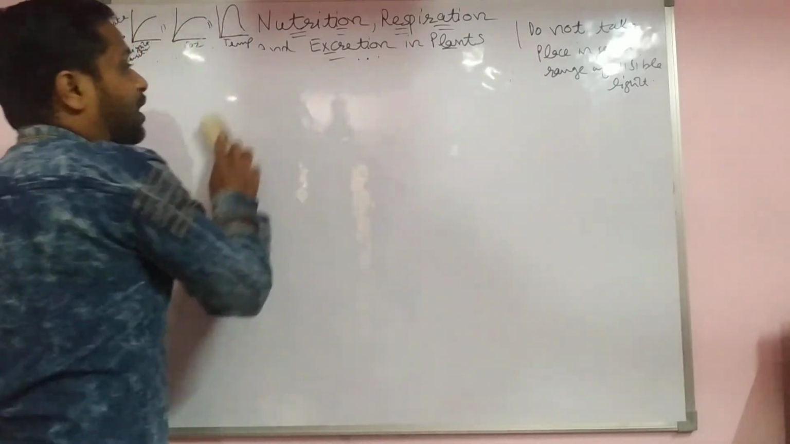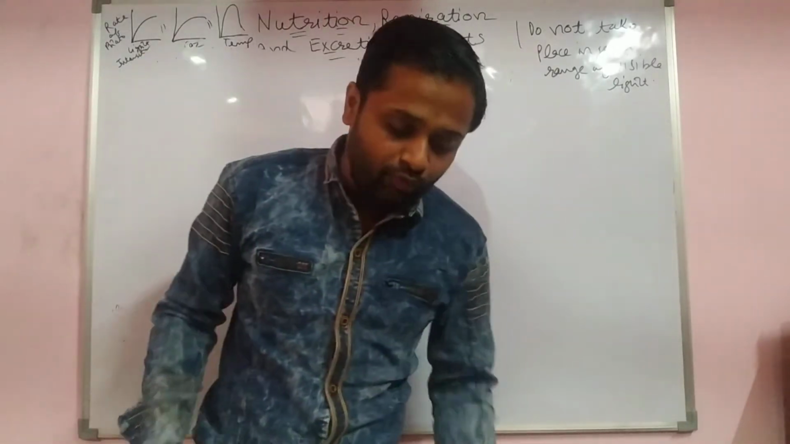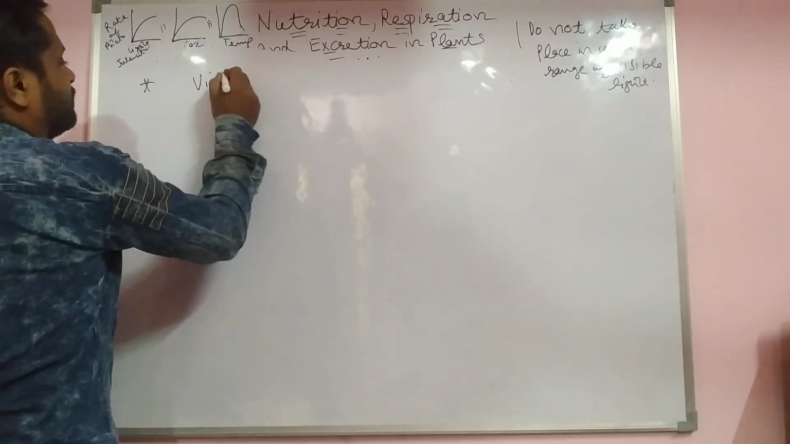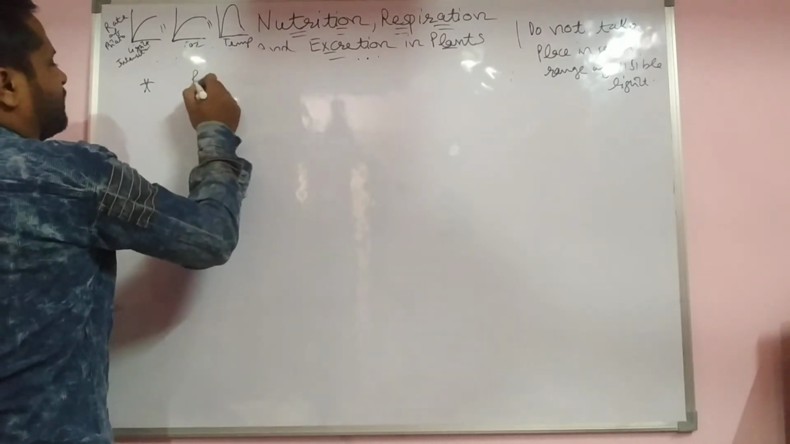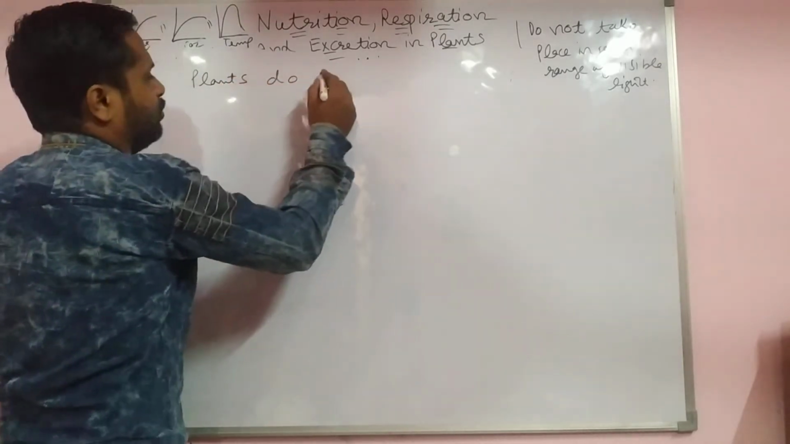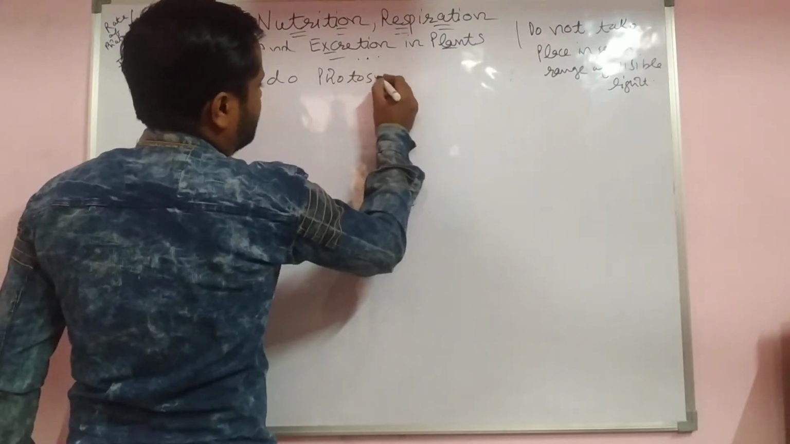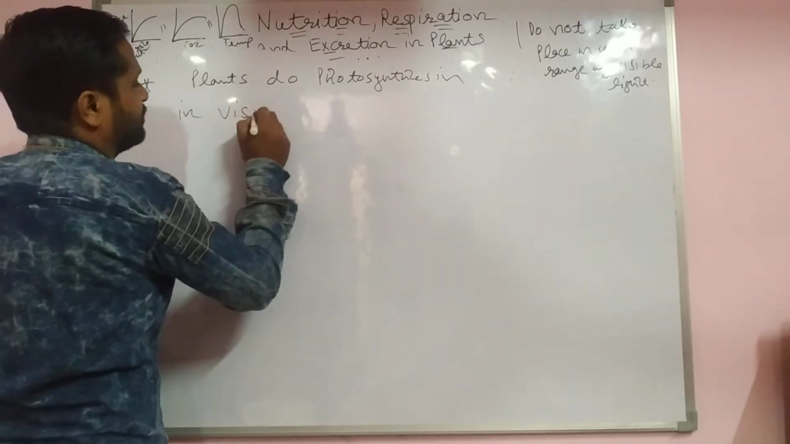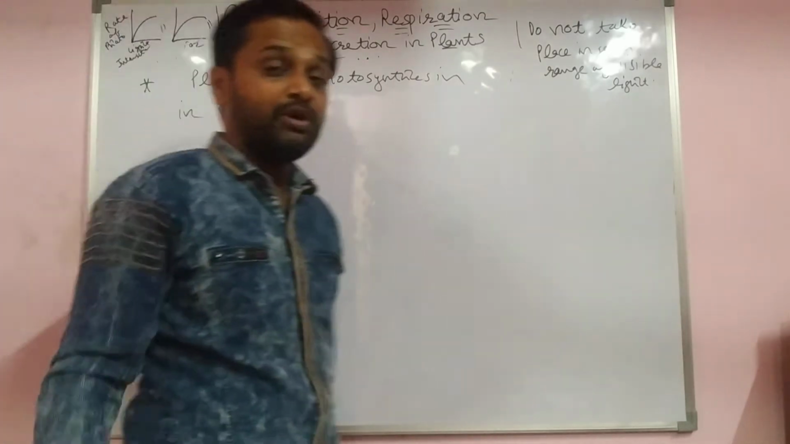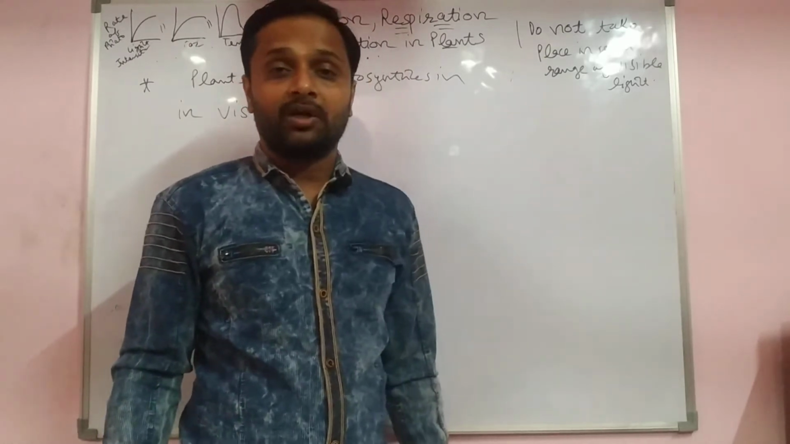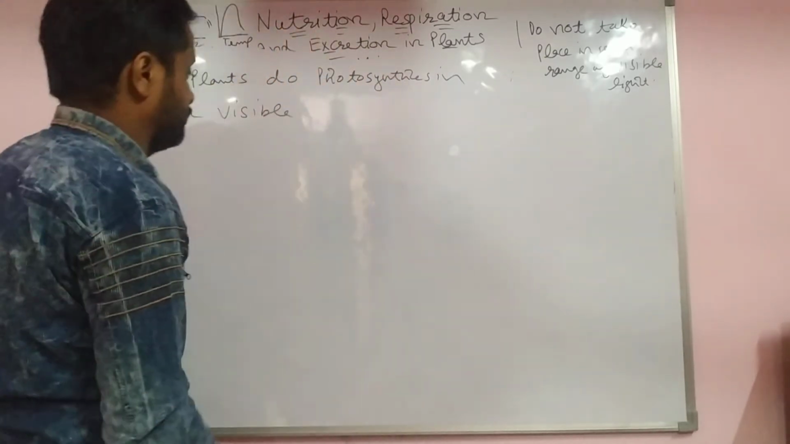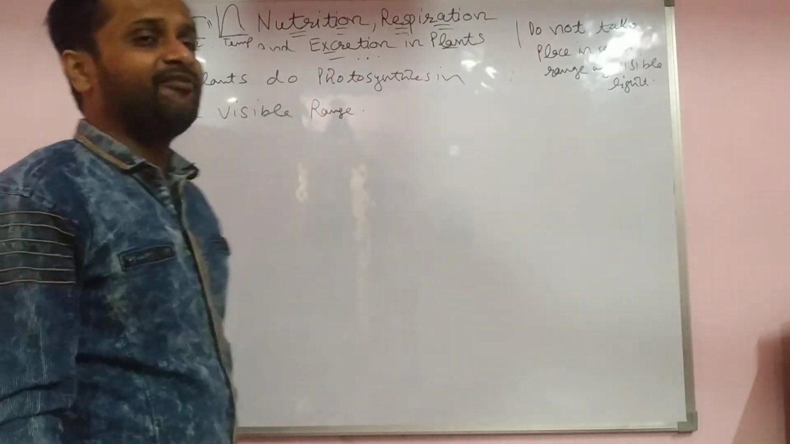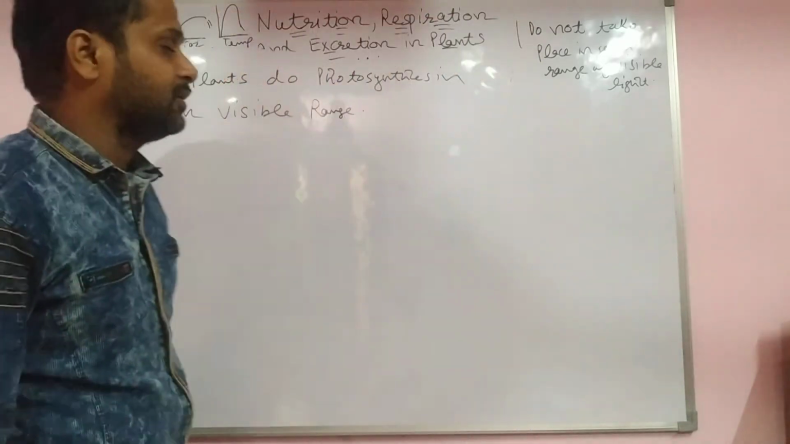Now we discuss that plants do photosynthesis in the visible range. Keep in mind, visible range. Plants do photosynthesis in the visible range. Visible range means the colors you are able to see. Visible range, VIBGYOR. Like a rainbow, right? VIBGYOR: violet, indigo, and so on.